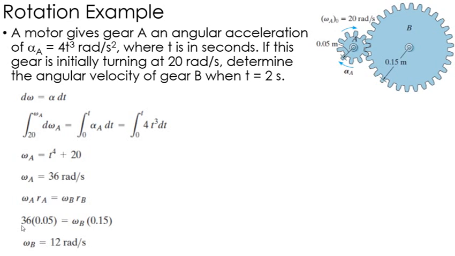So again, I just use the kinematic equations that are similar to my linear kinematic equations. Then I use the fact that the velocity at the edge point of the gears has to be equivalent in order to figure out the ratio of the angular velocities.